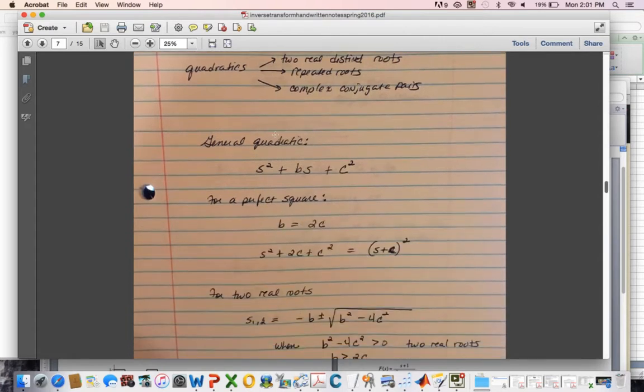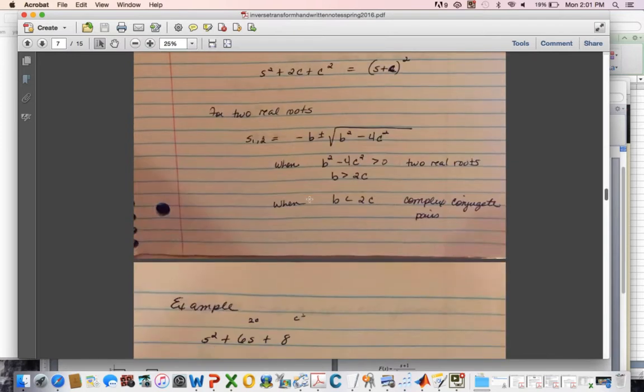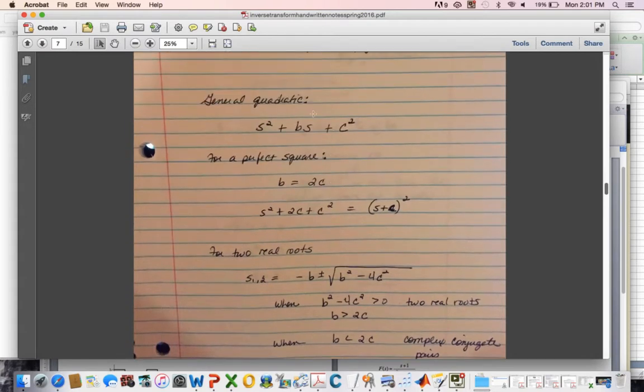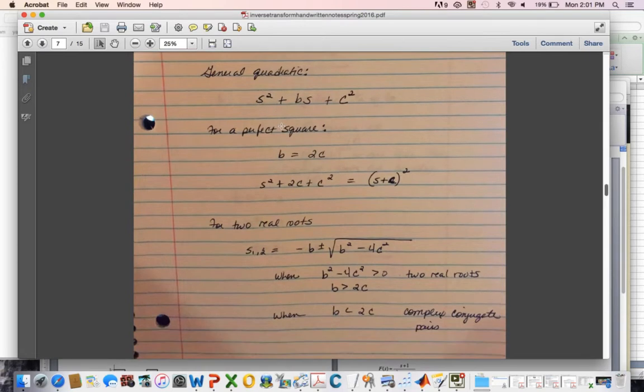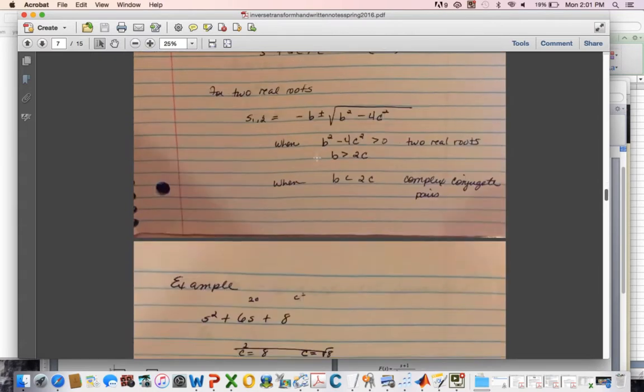So in general, your quadratic might look something like this. If you wanted to have a perfect square, then your middle term is basically twice the square root of your constant term. So you determine whether your roots are real or imaginary or a double root by looking at the outcome of the quadratic formula and whether it's real or imaginary.